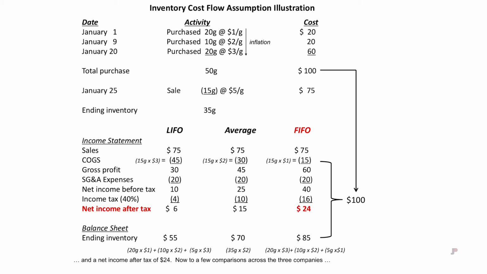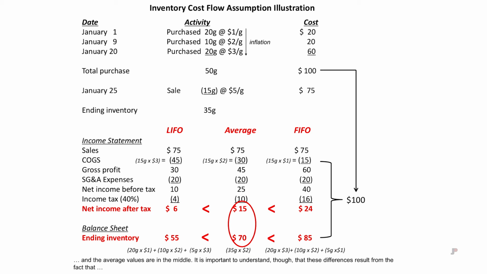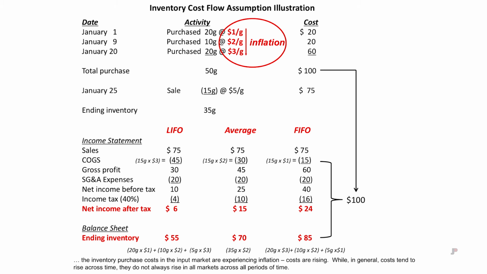Now to a few comparisons across the three companies. Comparing the ending inventory and net income after tax values across the three assumptions, we see that FIFO results in the highest values, LIFO the lowest values, and the average values are in the middle. It is important to understand, though, that these differences result from the fact that the inventory purchase costs in the input market are experiencing inflation.